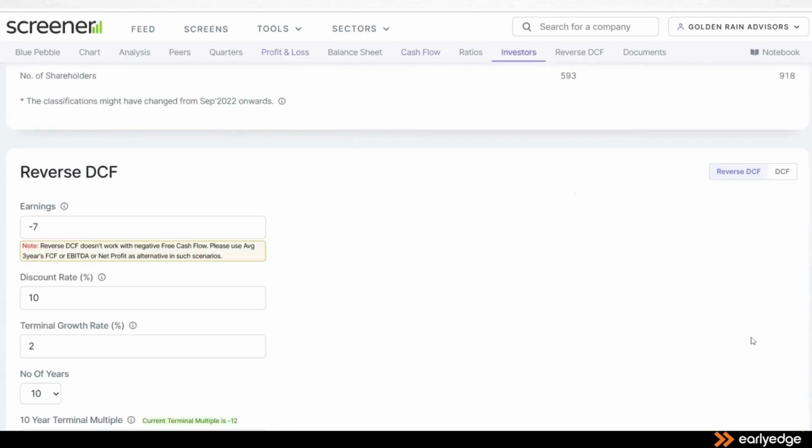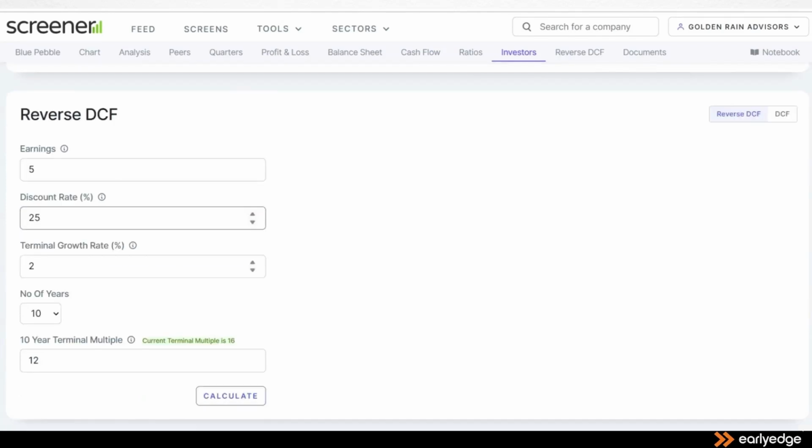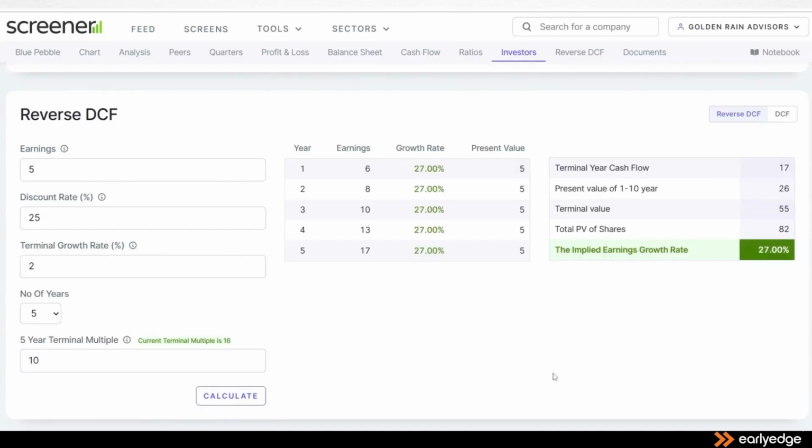So the 5 crores, and for a microcap, you need to be compensated for much higher risk, 2%, and if your time frame is 5 years, I would go with the terminal multiple of 10. So basically what it says is, for you to realize a 25% return, the company has to grow at 27% for the next 5 years.